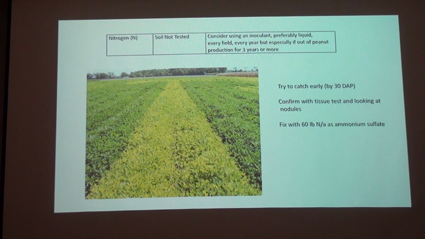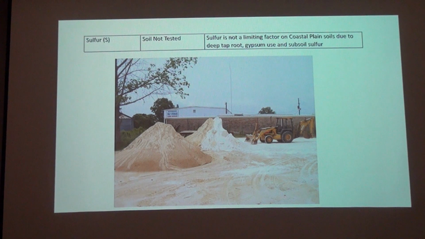Sulfur, supposedly somebody came down from, I think, the Carolinas last year, drove around and said every peanut field in Georgia is sulfur deficient. I'm not sure what, maybe something's wrong with their glasses or something. I'm not sure what happened. You know, if you're using gypsum, you're getting a good shot of sulfur.